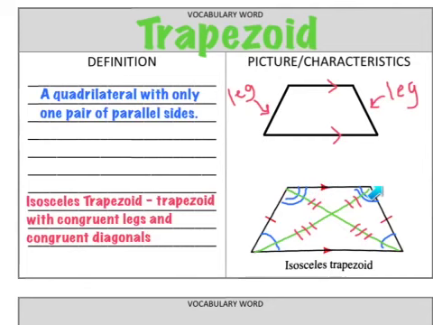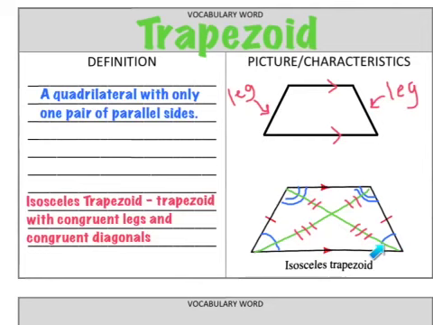They still have the parallel sides, and if you look, their diagonals are also congruent. So this segment is congruent to this one, and the entire diagonal is congruent to this entire diagonal. With isosceles trapezoids, these angles up here are also congruent, and these base angles are congruent. They're called base angles.